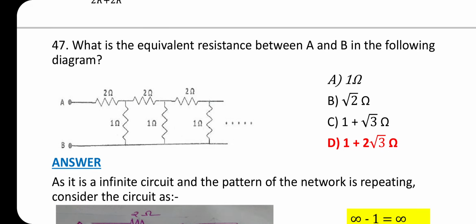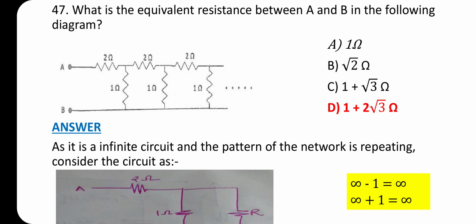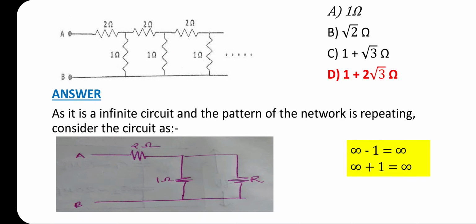What is the equivalent resistance between A and B in the following diagram? Answer is option D, 1 plus 2 root 3 ohm. As it is an infinite circuit and the pattern of the network is repeating, we can use this logic: infinity minus 1 is also considered as infinity. Similarly, infinity plus 1 is also considered as infinity. So just neglect the remaining portions.